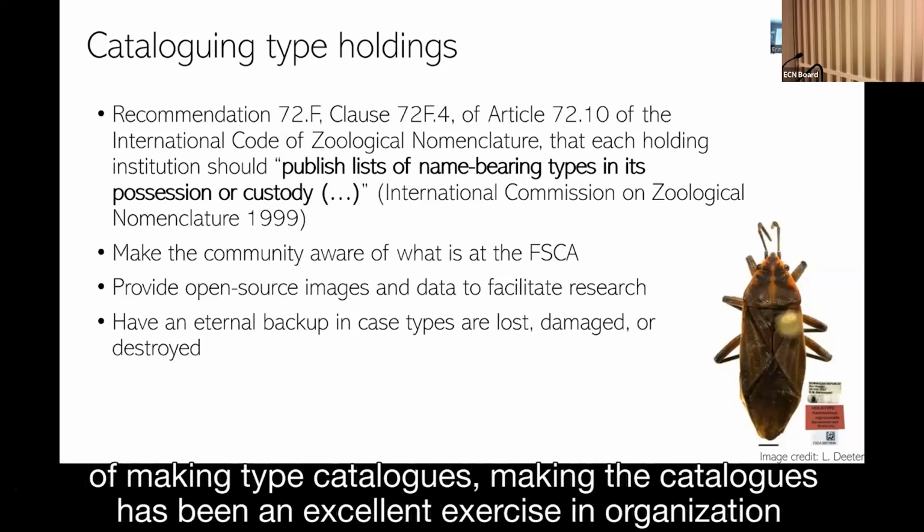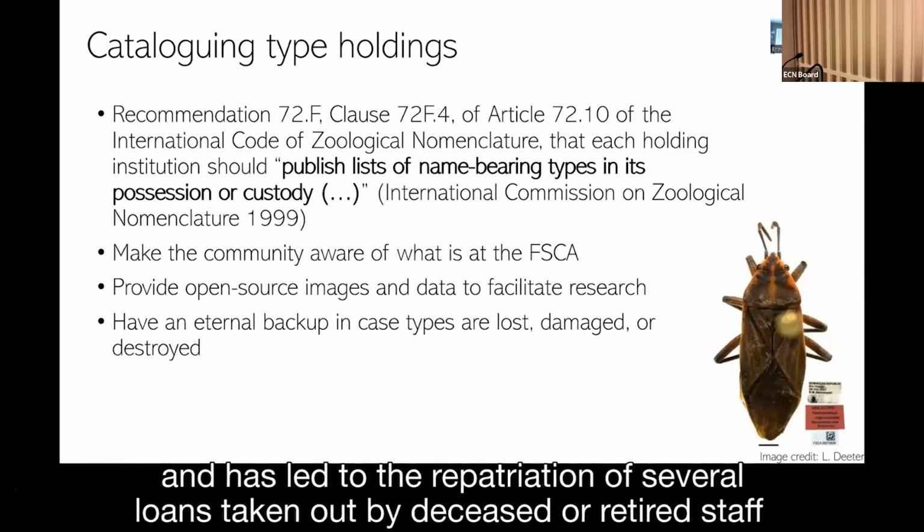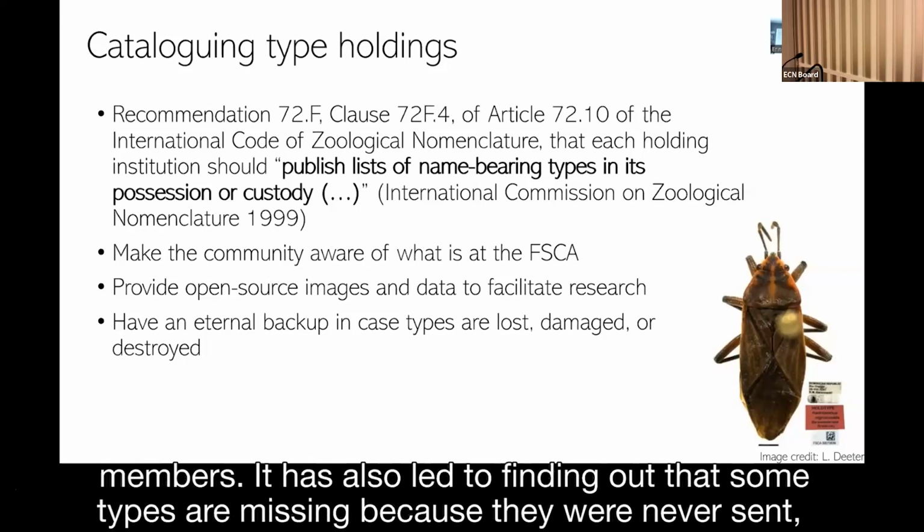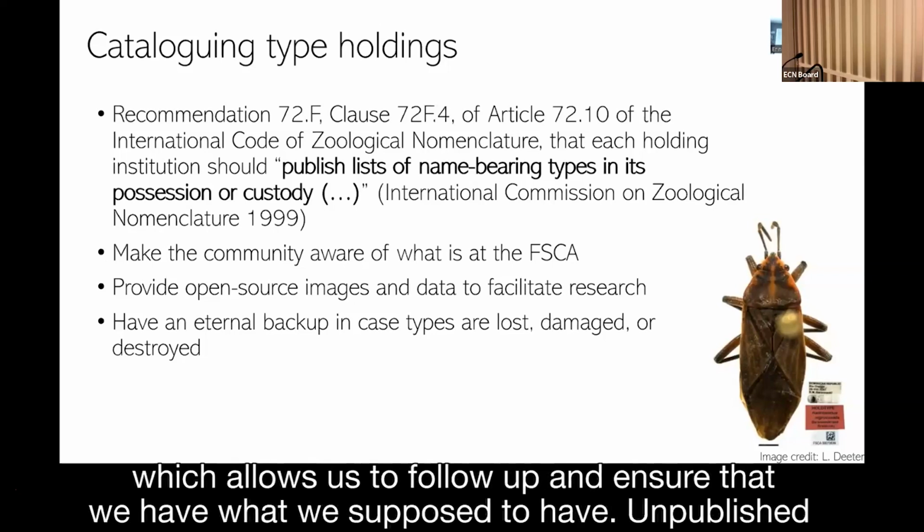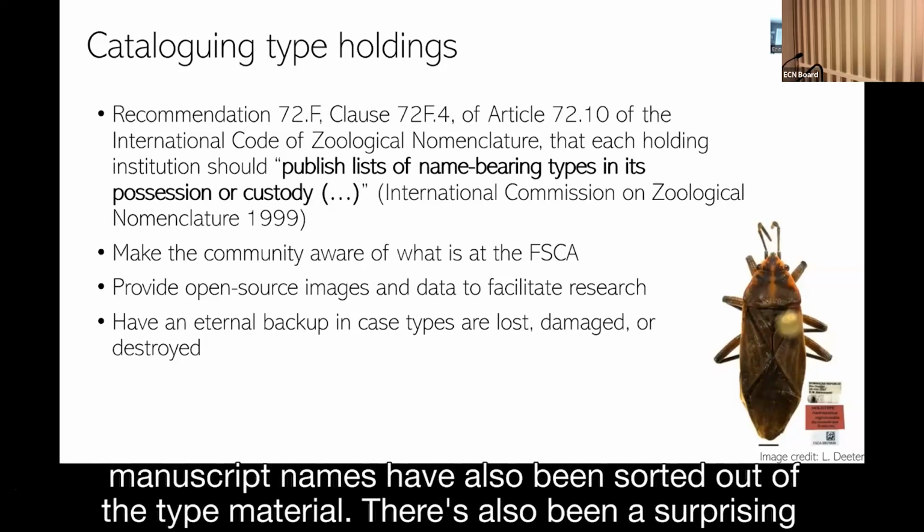Beyond the obvious benefits of making type catalogs, making the catalogs has been an excellent exercise in organization and has led to the repatriation of several loans taken out by deceased or retired staff members. It has also led to finding out that some types are missing because they were never sent, which allows us to follow up and ensure that we have what we're supposed to have. Unpublished manuscript names have also been sorted out of the type material.